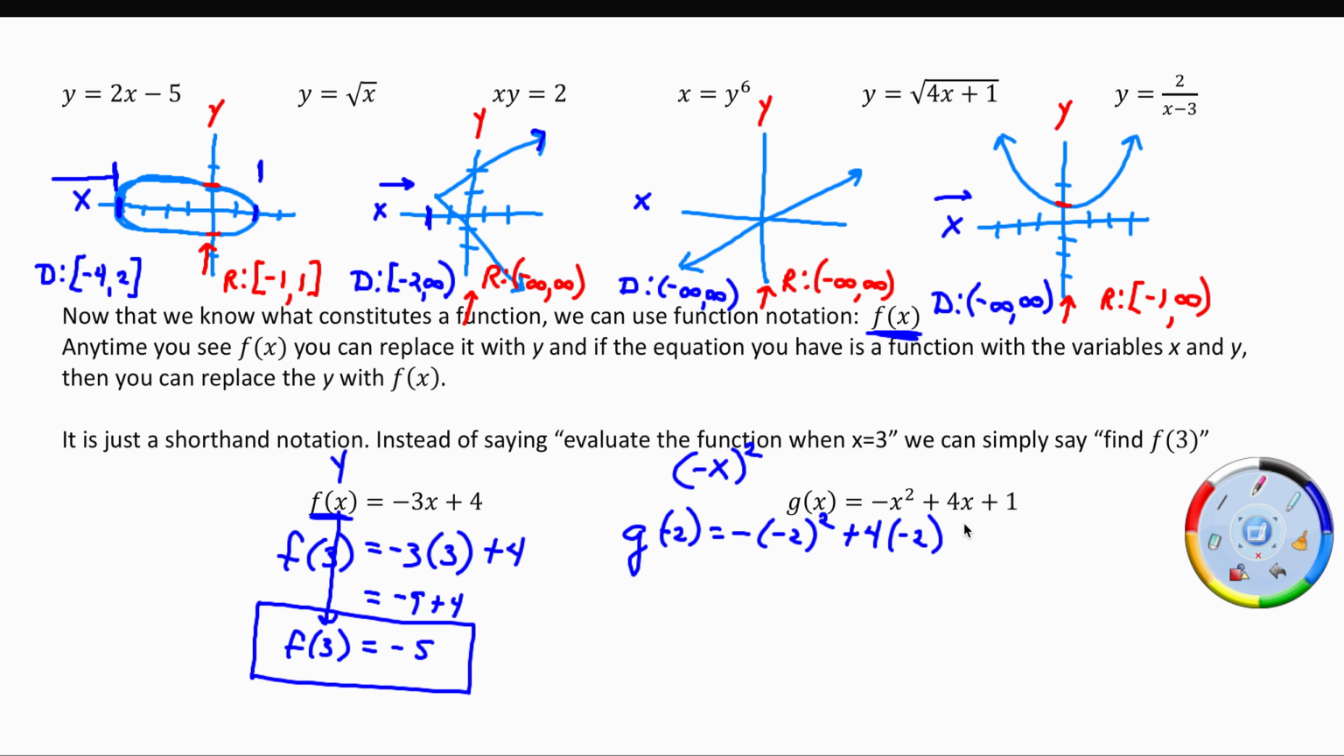Everywhere there's an x, replace it with negative 2, plus 1. So this negative stays negative, but now I've got a negative 2 times negative 2, which is positive 4. 4 times negative 2, positive 1. So negative 12 plus 1, negative 11. G of negative 2 is negative 11, meaning when x is negative 2, y is negative 11.